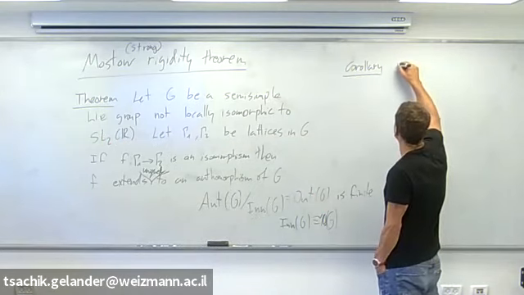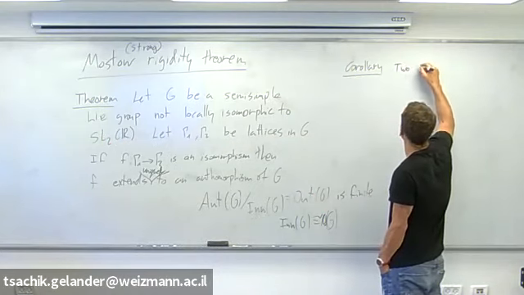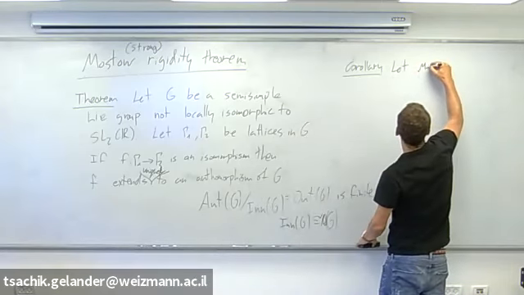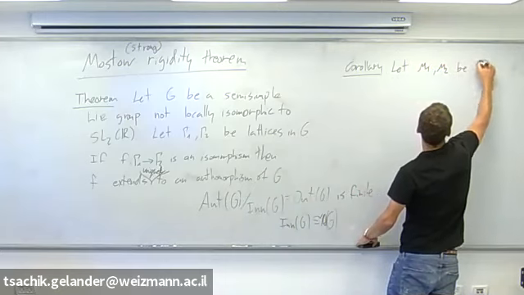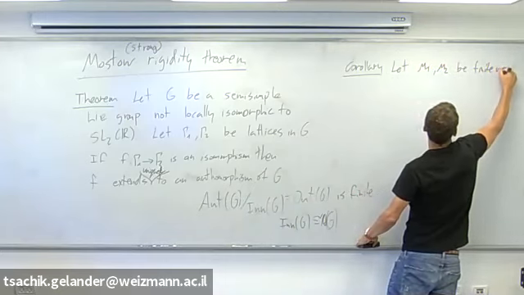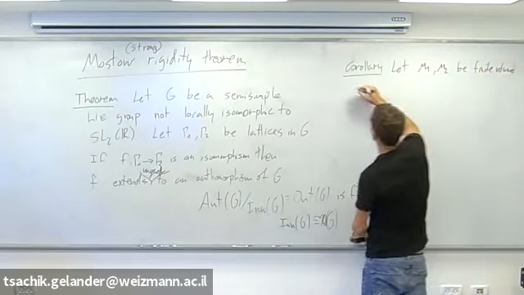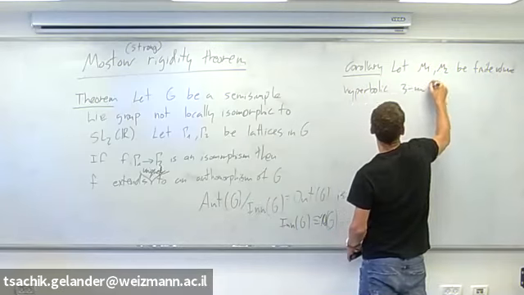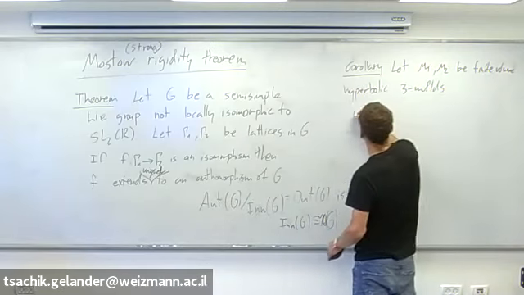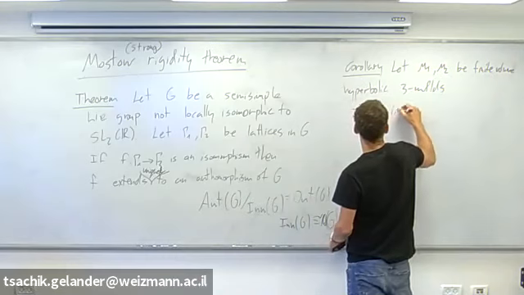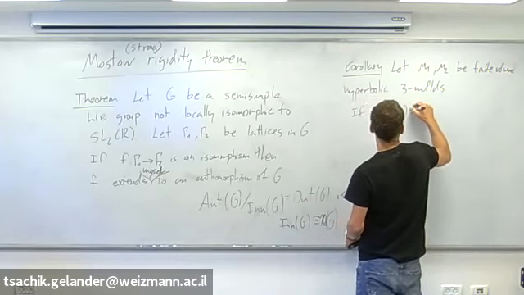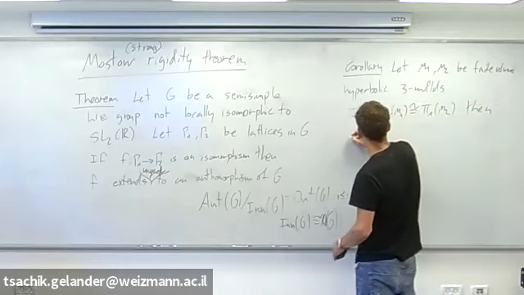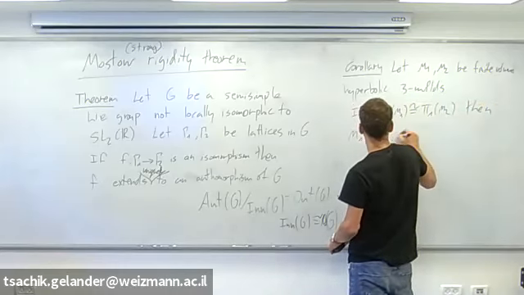So let M1, M2 be finite volume hyperbolic, let's say 3-manifolds. If the fundamental group of M1 is isomorphic to the fundamental group of M2, then M1 and M2 are isometric.